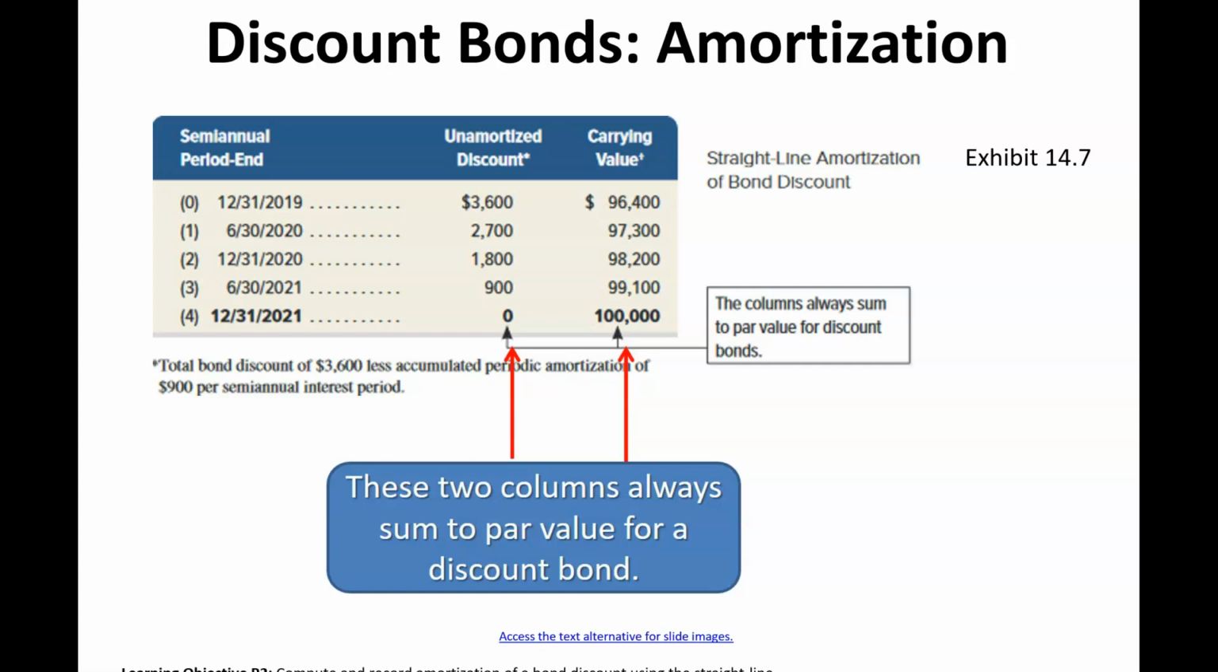Now this is an amortization chart over the course of the 2 years, which includes the carrying value of the bond and the unamortized discount. As you recall, they issued it for $96,400, which was a discount of $3,600. If you add the two together, that's going to equal $100,000.